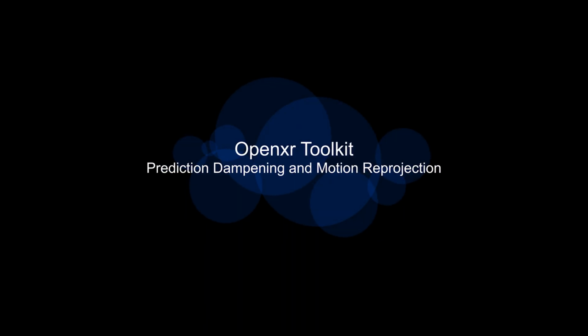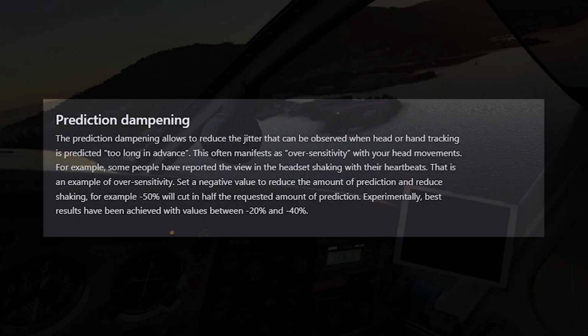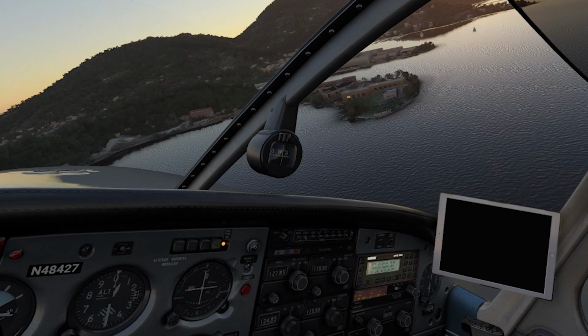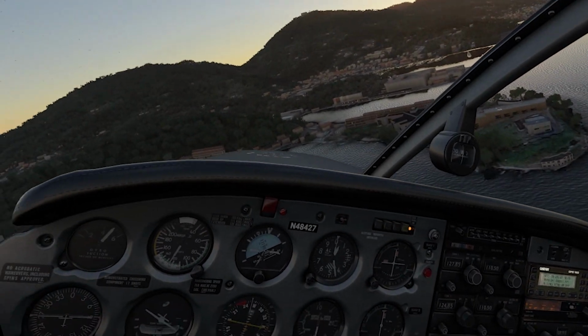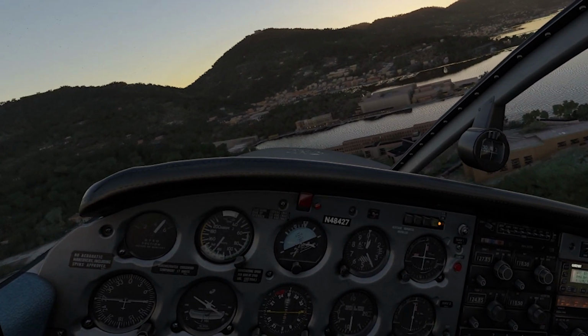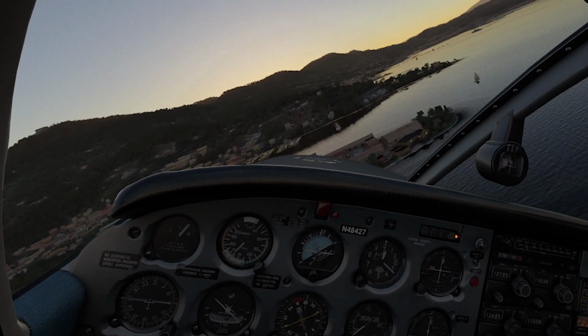I also tried out the prediction dampening function to see if there was any benefits to be gained. Here is the explanation of what it's for, taken from the OpenXR toolkit website. Did I find it to be useful? In a word, no. In fact, it was quite nausea-inducing, as it caused the whole view in my headset to swim, a horrible wavy motion. Again, I'm not able to accurately show this in a video, but the effect was very obvious and very uncomfortable.